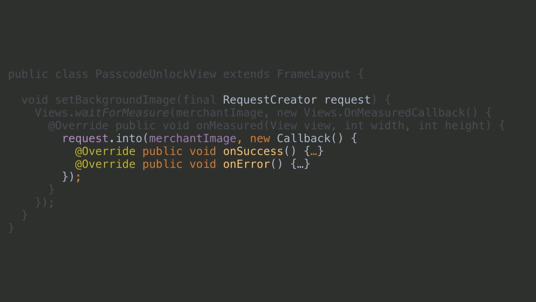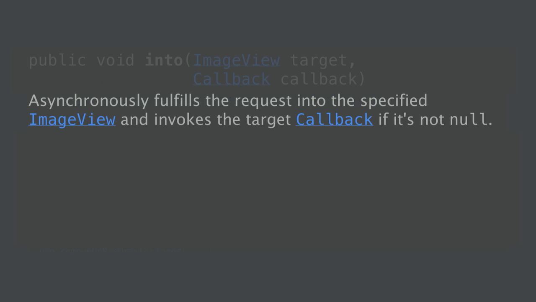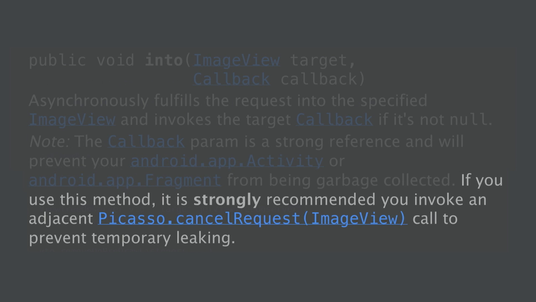So let's look at request.into Javadoc, because Picasso is a really good Square library, and it has really good Javadoc. And as we see, it says asynchronously fulfills the request into the specified image view and invokes the callback. Note, callback is a strong reference and will prevent your activity or fragments from being garbage collected. Oh, it kind of rings a bell, just what happened. If you use this method, it is strongly recommended you invoke cancel request to prevent temporary leaking.